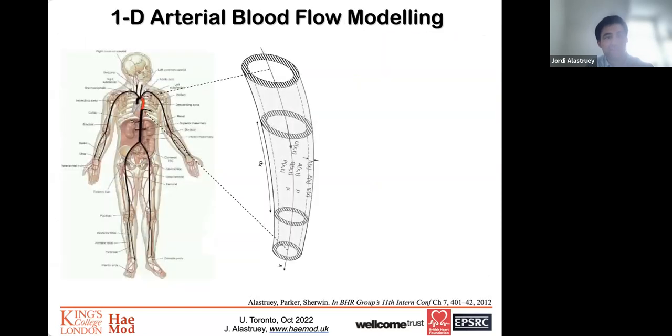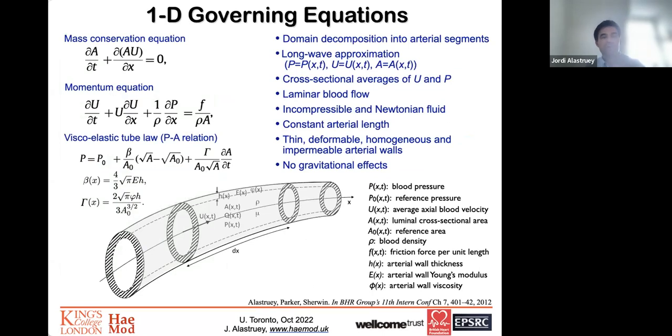And in the 1D formulation, the arterial network is decomposed into arterial segments connected to each other at nodes. And each segment is simulated as a thin, deformable tapered tube whose properties can be described by a single axial coordinate x. And then using the physical principles of conservation of mass and linear momentum, and applying the list of modeling assumptions on the right, we can obtain a system of partial differential equations that govern blood flow in each arterial segment. So the variables of the problem are the cross-sectional area of the tube, capital A, blood flow velocity, capital U, and blood pressure, capital P.